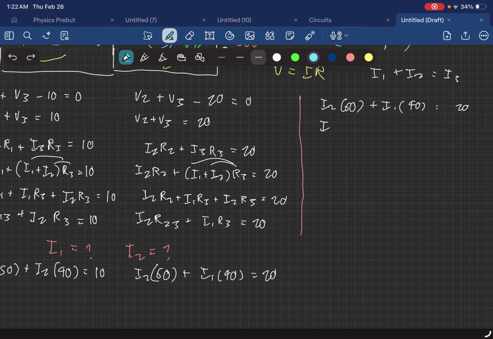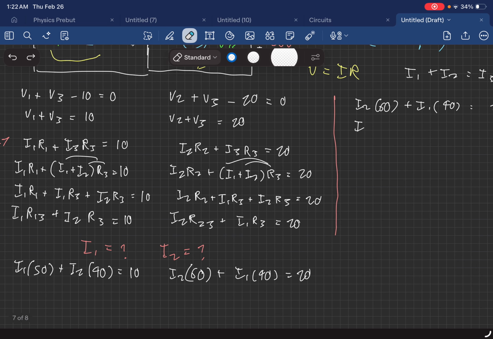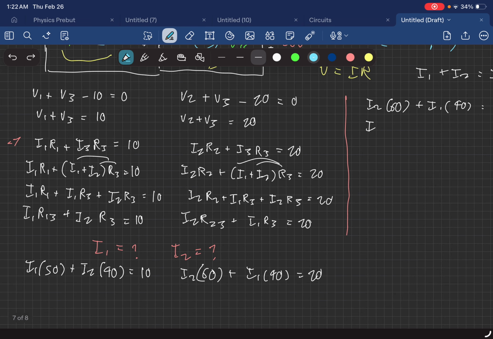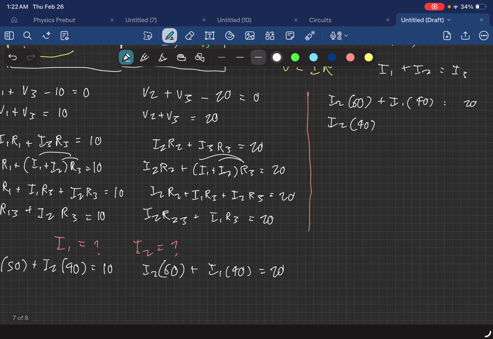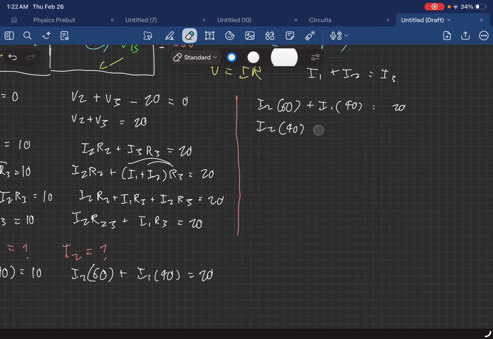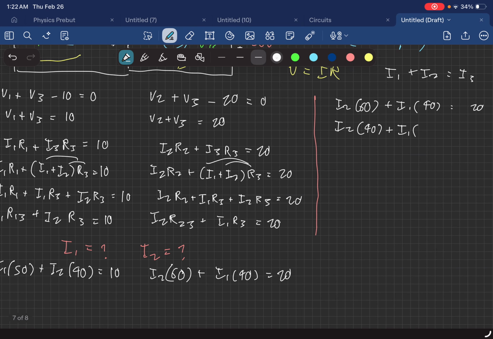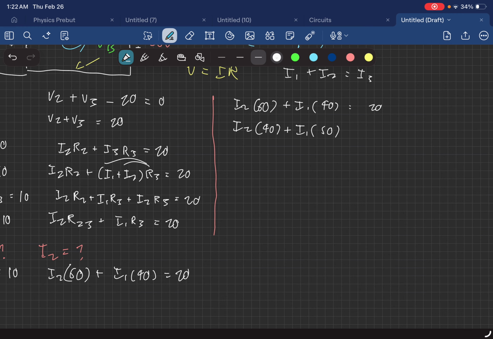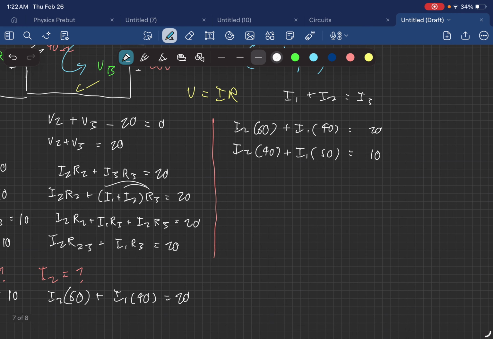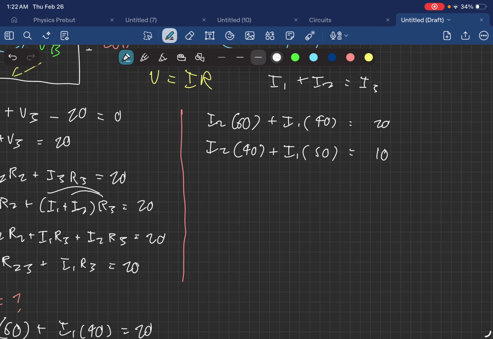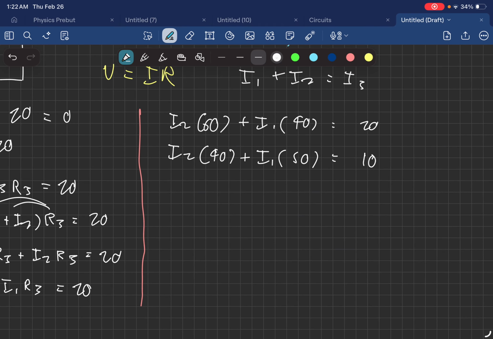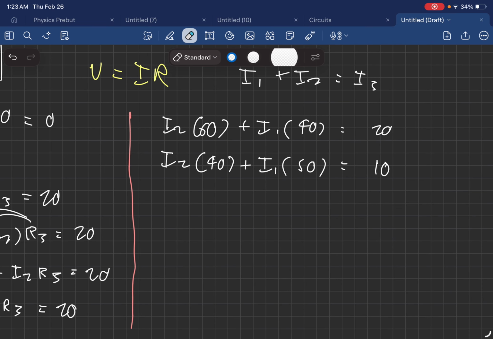So the term with I2 goes first. Yeah, that's the word I was looking for. 240 plus I1, what is this? 50 equals 10. Then remember what I taught you. But wait, we can't really subtract a value here, right?